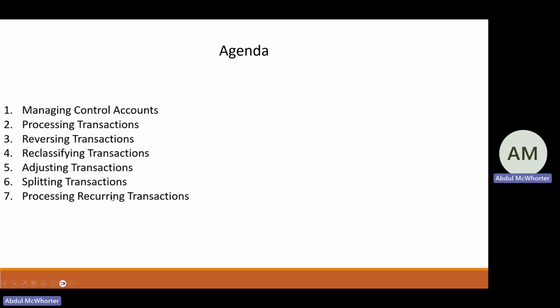In today's agenda, we'll go over 7 topics, and those 7 topics are listed here, which are managing control accounts. We'll go over processing general ledger transactions, reversing general ledger transactions, reclassifying those transactions, adjusting transactions, splitting transactions, and we'll conclude with processing recurring transactions.